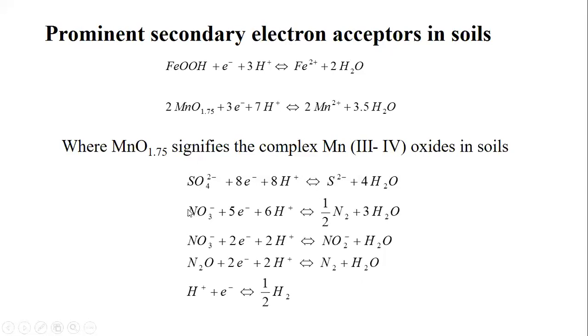So nitrate becomes nitrogen gas. Nitrate also can become NO2 minus. N2O can become N2 gas, and hydrogen can become H2 gas. All of these, we call them the important secondary electron acceptors when oxygen is not available in enough amount. So these take the place of oxygen. And remember, microorganisms can utilize these, plants cannot do that.